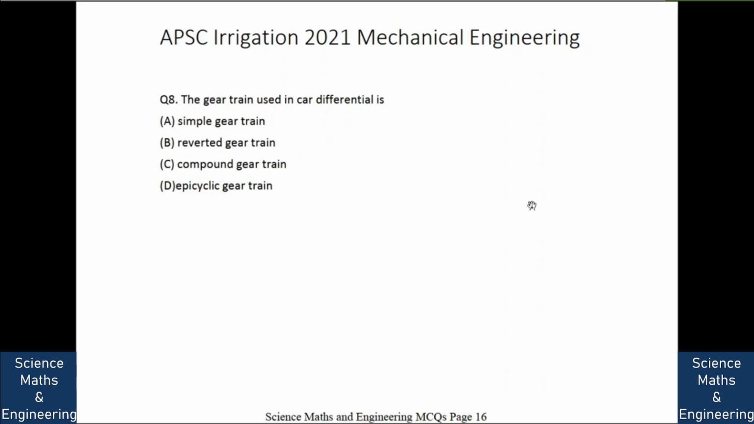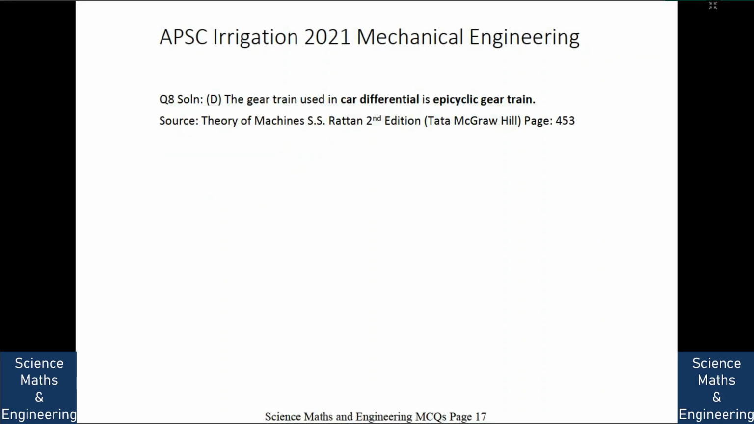The gear train used in car differential is: A, simple gear train; B, reverted gear train; C, compound gear train; or D, epicyclic gear train. So you can pause and think of it. So the answer is, it is an epicyclic gear train. Okay, so we will go to the next question.